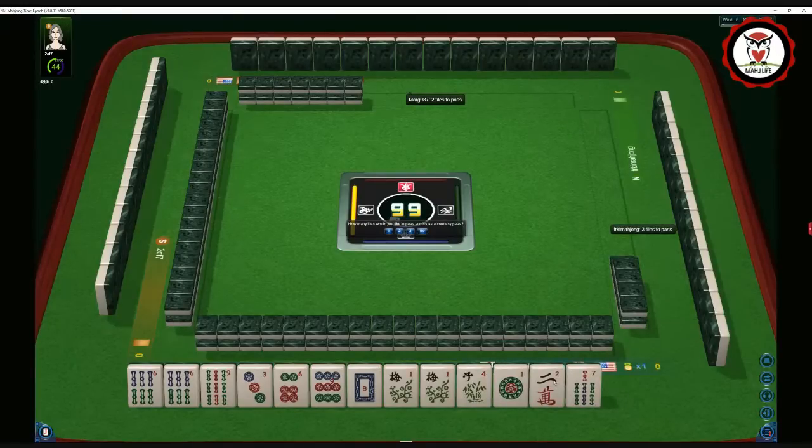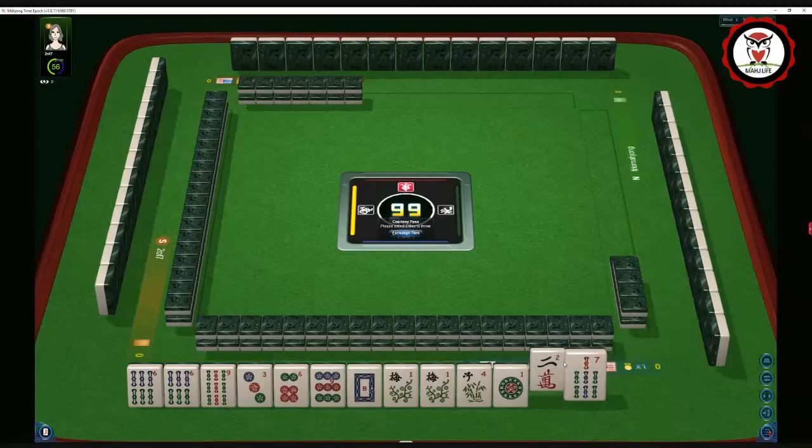3, 6, 9, they want 2, so we can keep that 7 for maybe consecutive. Although 1, 2, that's pretty risky. I think I would pass 2 and let the 7 bam go and focus on 3, 6, 9. So we're playing a 3, 6, 9 hand. It's going to be very challenging.